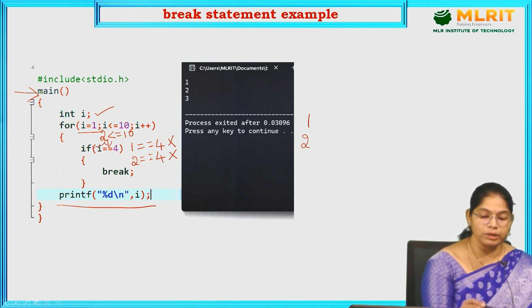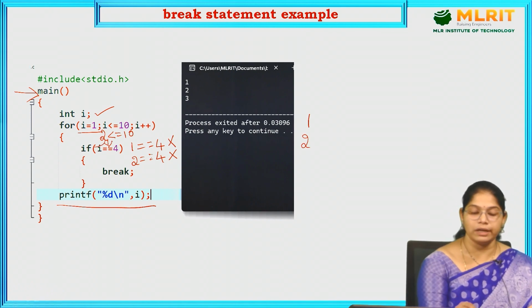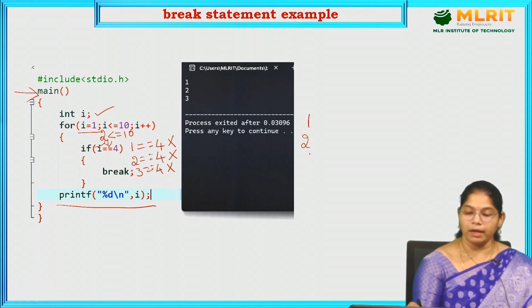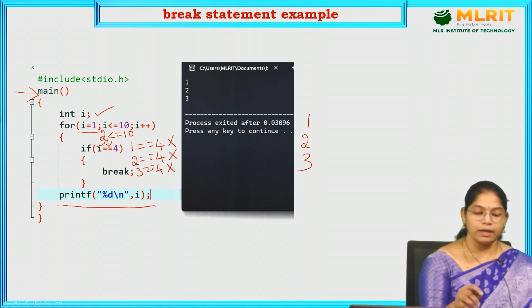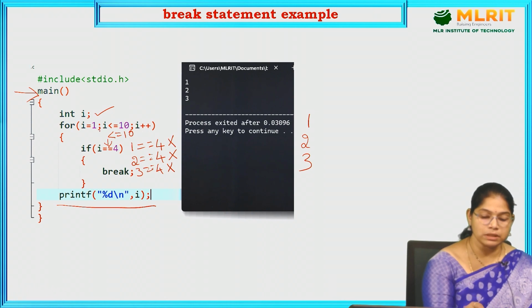Now i value becomes 3, 3 less than or equal to 10. Condition true. Then we have to check with the if condition, that is i equal to 4. I value is 3, 3 equal to 4. Condition is false. Then printf %d comma i, that is 3. Again i plus plus. Now i becomes 4.